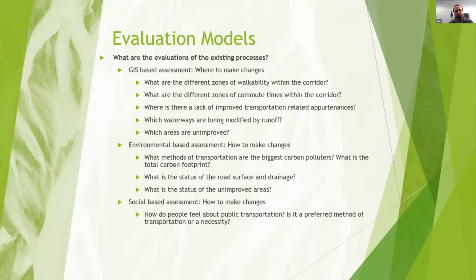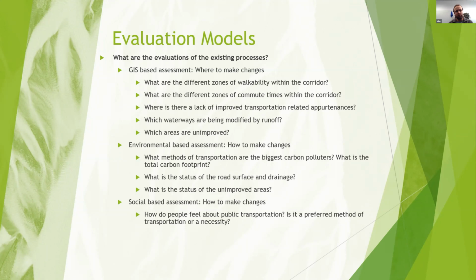And then what's the total carbon footprint of the area? What's the status of the road surface? What is the road created from, what is its level of drainage, and what sort of appurtenances are there currently for drainage in the area, and how does that system work? And then what is the status of the unimproved areas? I mentioned those grass areas: what is the slope of these areas? How accessible are they to changing them, and what sort of effort would it take to modify them to reach different levels of green infrastructure?